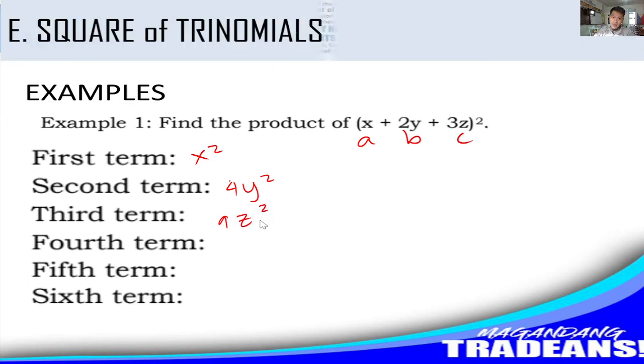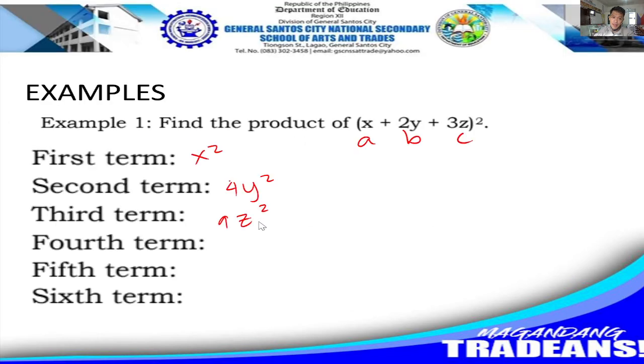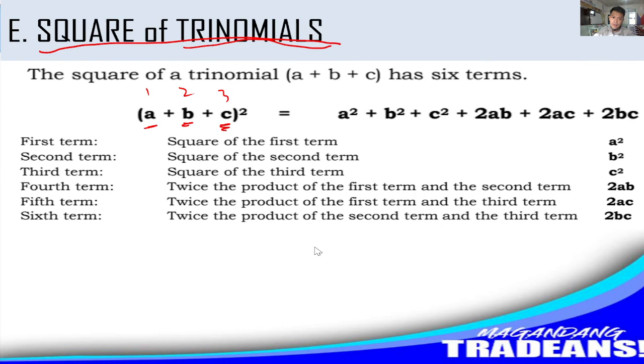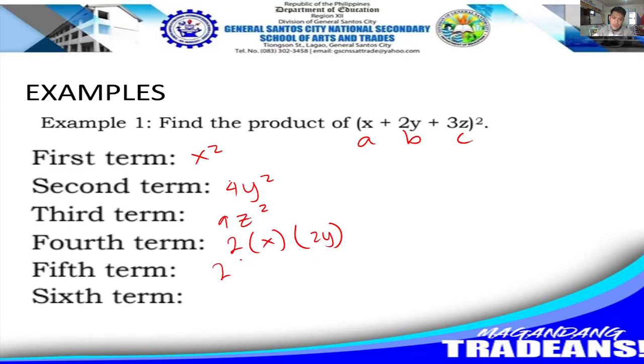Okay? The next one is 2ab, ang fourth term. 2, what is our a? That is x, and our b is 2y. Next, the fifth term is 2ac. 2, what is our a? X, and c is 3z. And the last term is 2bc. That is 2 times, what is our b? 2y. C is 3z. Okay, let's simplify it further.